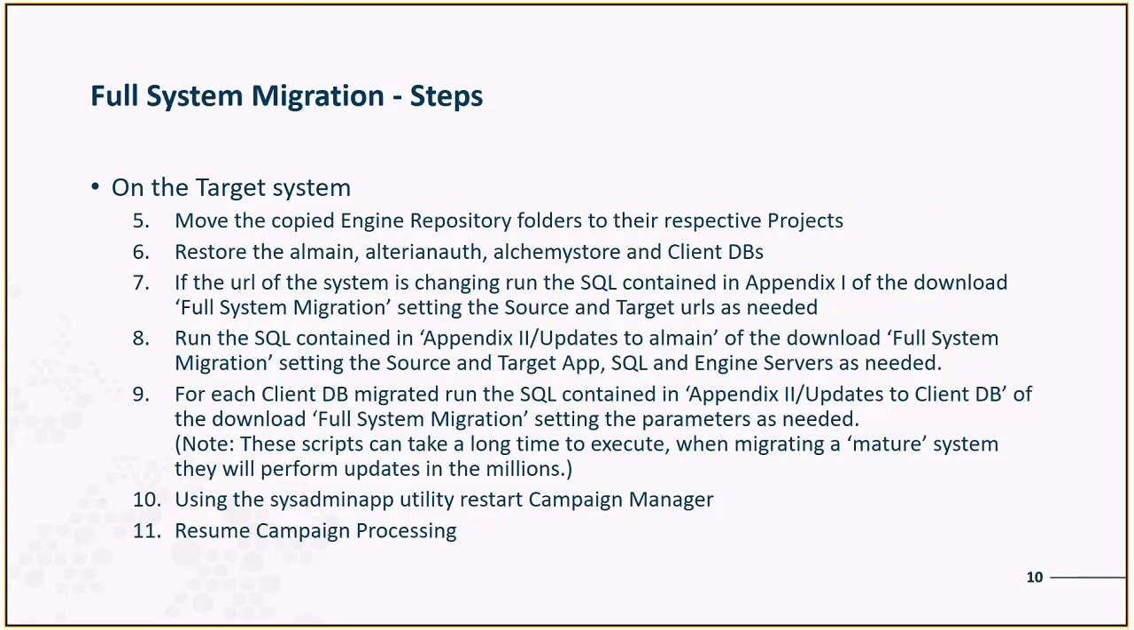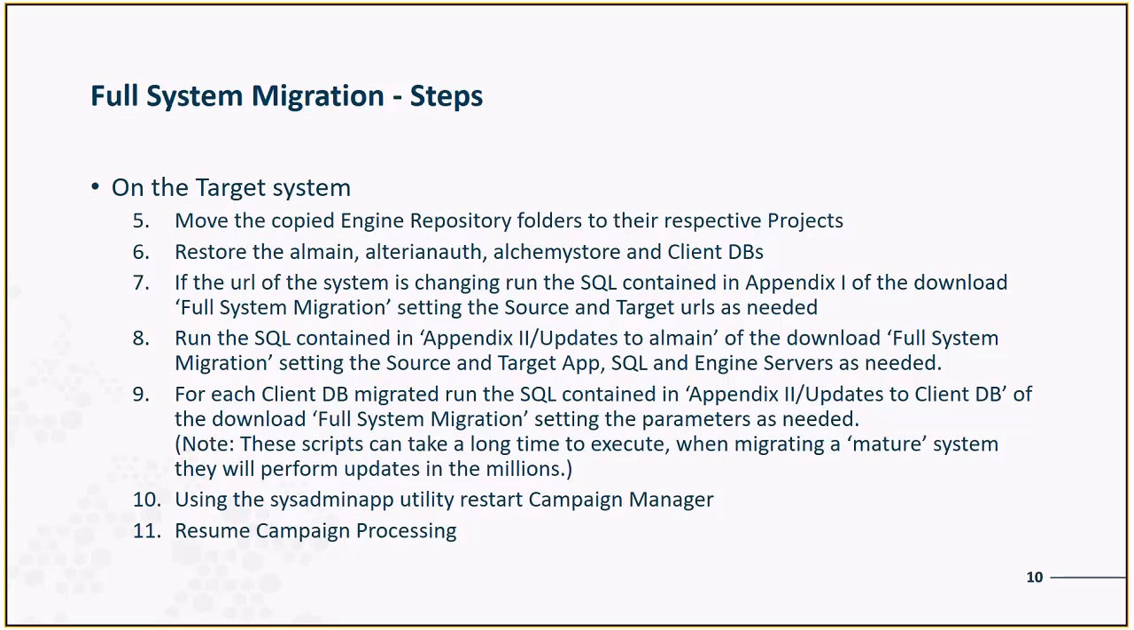You will in all cases need to run the SQL contained in Appendix 2 updates to AL main, setting the source and target application, SQL and engine server names as required. Then for each client DB migrated, you'll need to run the SQL contained in Appendix 2 updates to client DB, setting the parameters as required. Please note these scripts can take a long time to run. They're likely to perform millions of updates. I've seen them take 10 to 15 minutes quite frequently.